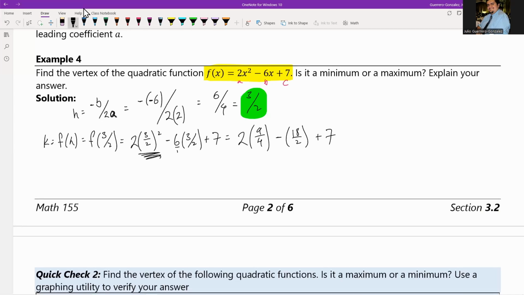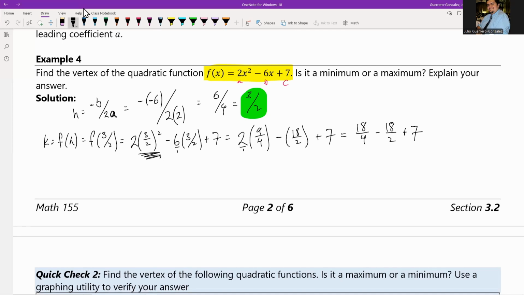plus 7. Okay. Right here, I'm going to do a 2 over 1. I'm going to do this again. So I'm going to have an 18 over 4 minus 18 over 2 plus 7. Follow along. If you need to stop the video, do it.